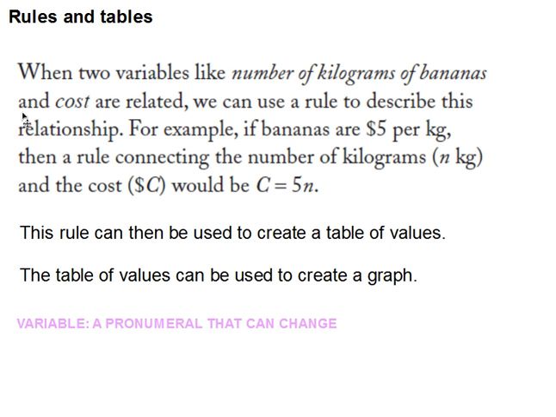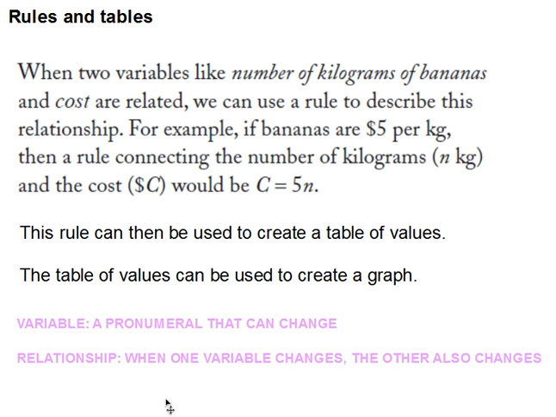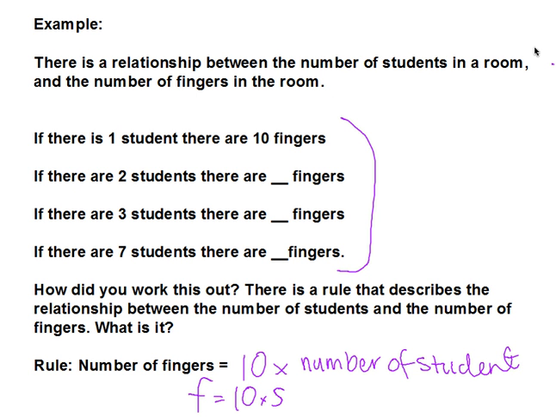The other word is relationship. In maths, when we talk about a relationship, we're not usually talking about dating. We're talking about how two variables can be affected by each other. So a relationship in the mathematical sense means when one variable changes, the other related variable also changes. So when I change the number of kilos of bananas I buy, it changes the cost. Okay? Let's move on to an example that we did in class.